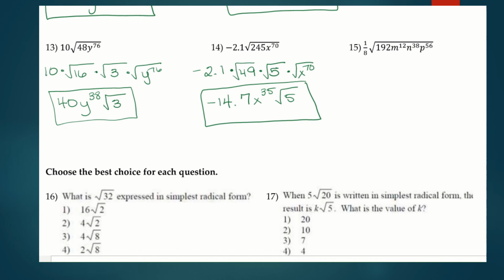And last but not least, for number 15, 1/8. For the square root of 192, we're going to use the square root of 64 times the square root of 3. So we broke that apart. And then I'm going to try and squeeze this in here. And 38, square root of p, 56. And then our final answer would be m6, n19, p28, and then root 3. There we go.